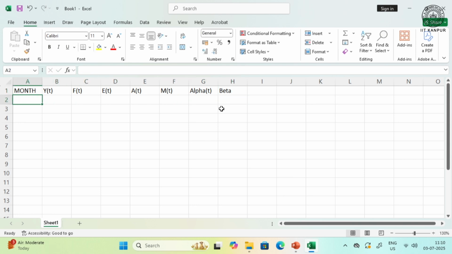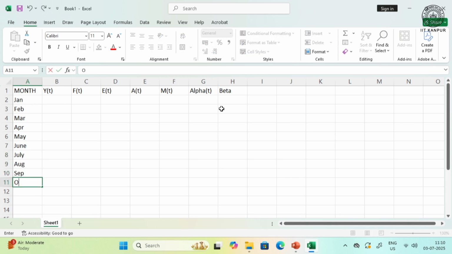So let me write down the values. Basically it's from January onwards, so I'll write Jan, Feb, March, April, May, June, July, August, September, October, November, December. And the values which you have, I'll try to copy if it is possible. Let me check. No, I have to type them, so let me do it.